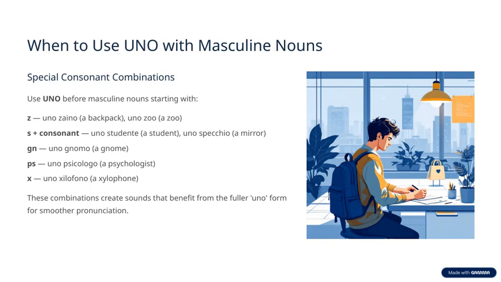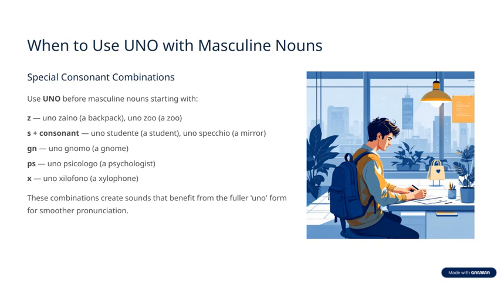Now, let's talk about when to use uno with masculine nouns. You'll notice that in certain cases, especially with special consonant combinations, we use uno instead of il. The main reason is to make pronunciation smoother and more natural. For example, when a masculine noun starts with z, like Zeno or zoo, we say uno Zeno or uno zoo.